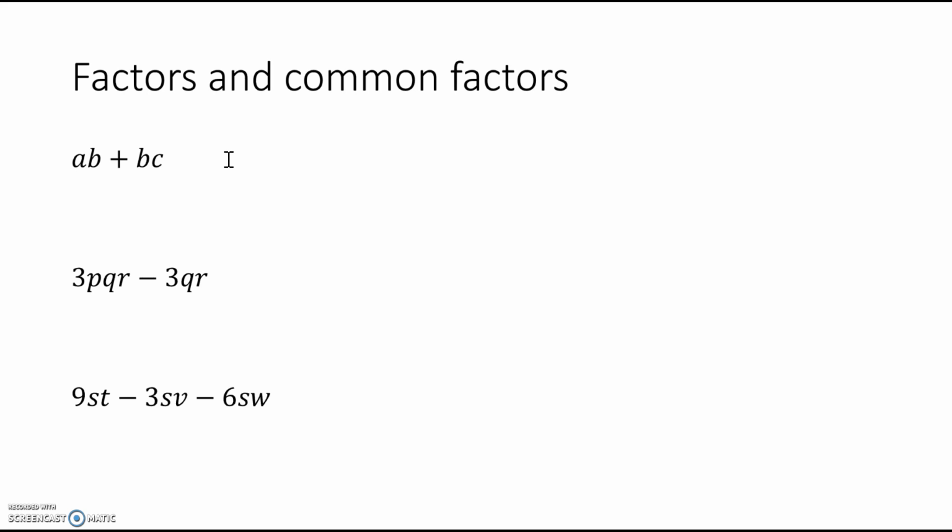Now, they're not like terms, they're similar terms. So they're not like terms. So because they're not like terms, we can't add them together directly. What we can do though is see that each of them has a B in it. So what we've got there is that B is a common factor.